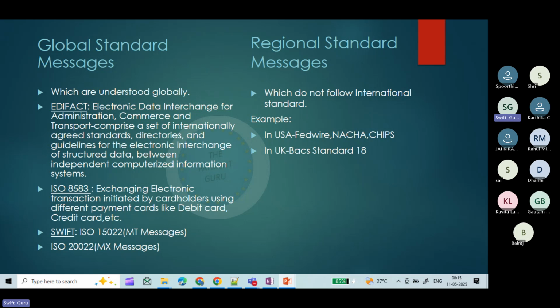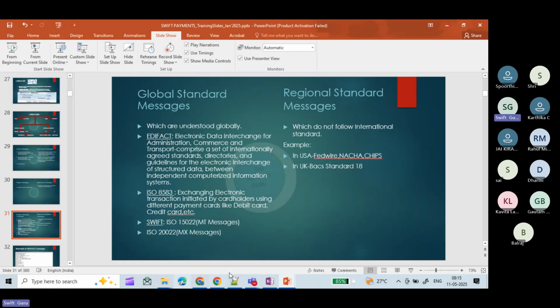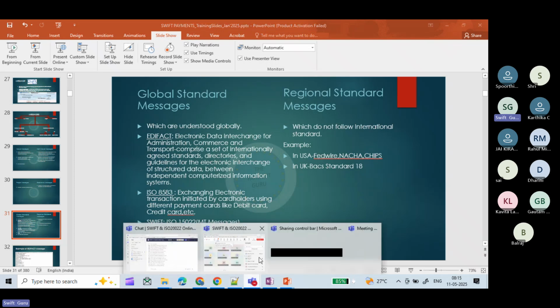ISO 8583 is used. Just give me a second, guys. I'll just pick one call, which is important.